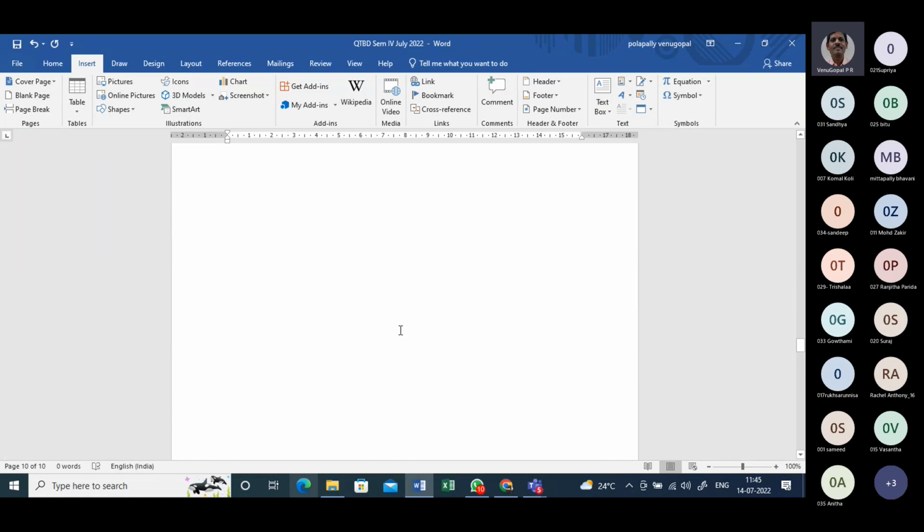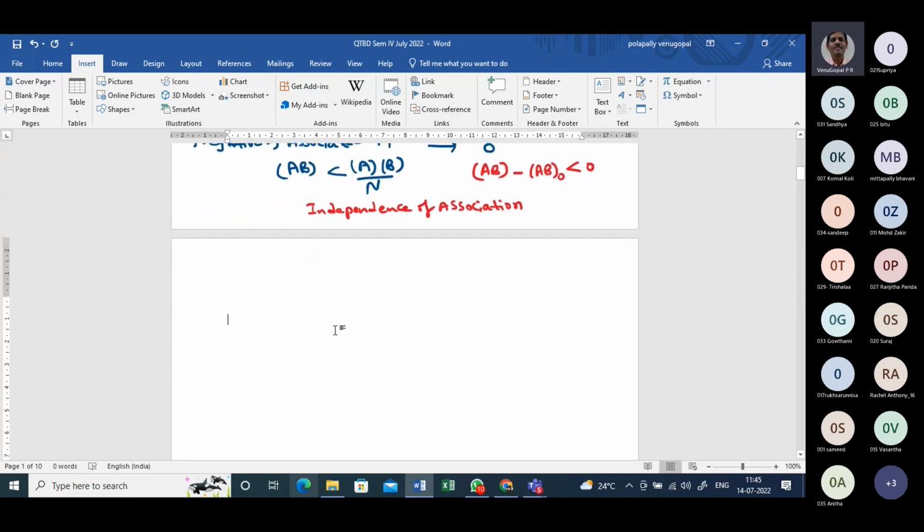Now, students, is it okay so far? Discussion. What is independence of association? When your AB is equal to A into B divided by N. Is it okay, children?